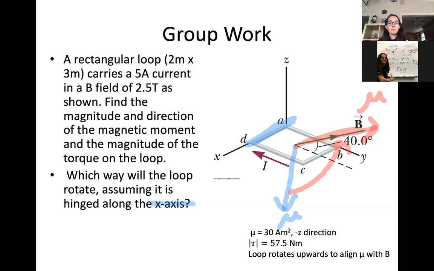That's just kind of a conceptual question. I'm not asking you for a number. But mu wants to line up with B, and it's pinched around the x-axis. So it could go all the way around this way, or it could go around this way, and we would need more information to know exactly how it's going to rotate.